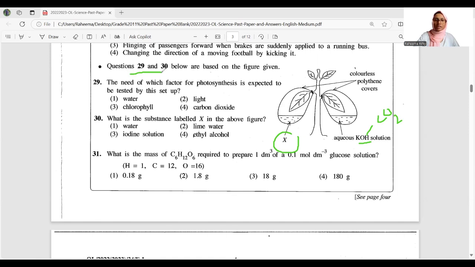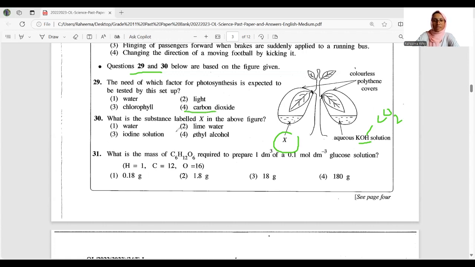Questions number 29 and 30 below are based on the figure given. Like this, there will be a diagram or something, and same-factor related questions can be joined in the paper. So 29 and 30 are that kind of question pattern. The need of which factor for photosynthesis is expected to be tested by this setup? When we are checking the whole setup, they are checking only carbon dioxide. We don't see any other things with a symbol in this setup. So we can tell, because of the KOH solution, it absorbs carbon dioxide. So we are going to test carbon dioxide. Directly you can get that.